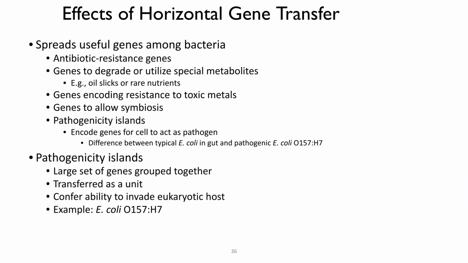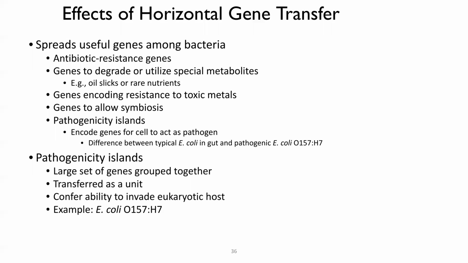Now, what are some of the effects of horizontal gene transfer? So those are the three processes. It's a pretty big deal in microbes. It spreads very useful genes, and these include antibiotic resistance genes, genes to degrade specialized or unique substances such as oil or rare nutrients, genes to encode resistance to toxic metals, genes that allow symbiosis, as well as what we call pathogenicity islands, which encode genes that allow a bacteria to act as a pathogen.